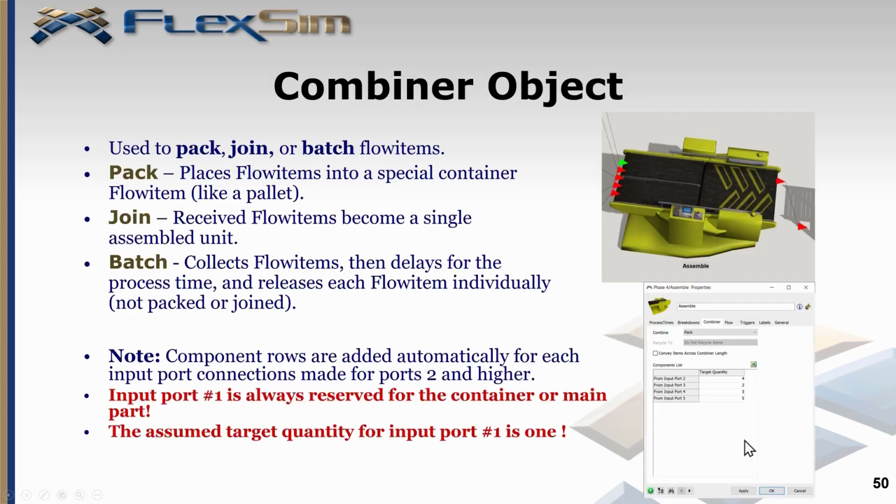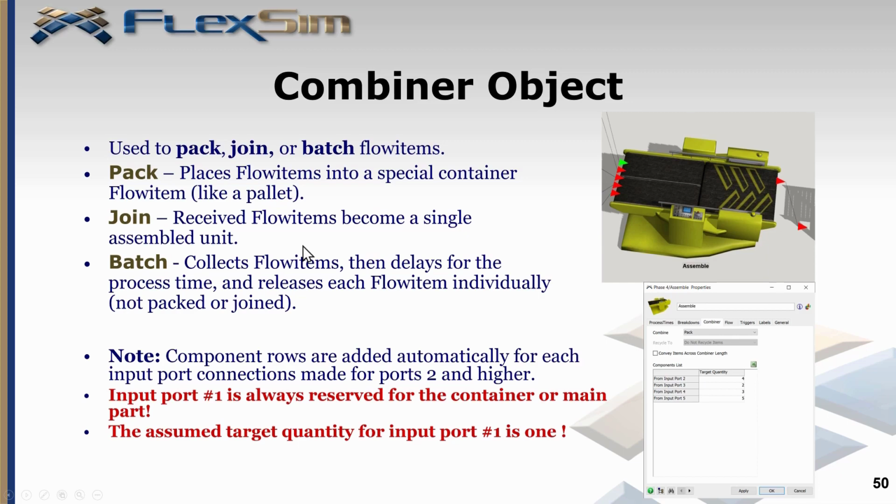Okay, this is the combiner object. It can be used to do three things: either pack something, join something, or batch. When packing, this object will place the flow items into a special container flow item like a pallet. When you're joining, the received flow items become a single assembled unit. So things come in, they get smashed, if you will, or joined together into one unit leaving.